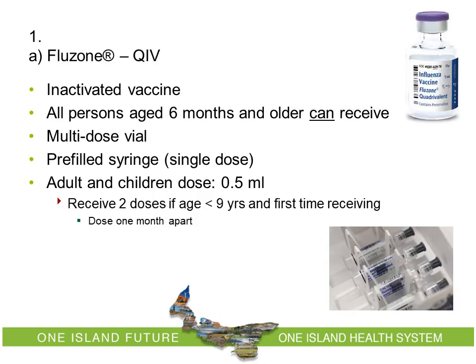Fluzone QIV is an inactivated vaccine. All persons aged 6 months and older can receive the vaccine. This year, it will be available in a multi-dose vial as well as pre-filled syringes. Adults and children receive a dose of 0.5 mL, and if the recipient is under 9 years of age and it's their first time receiving vaccine, they will receive 2 doses 1 month apart.